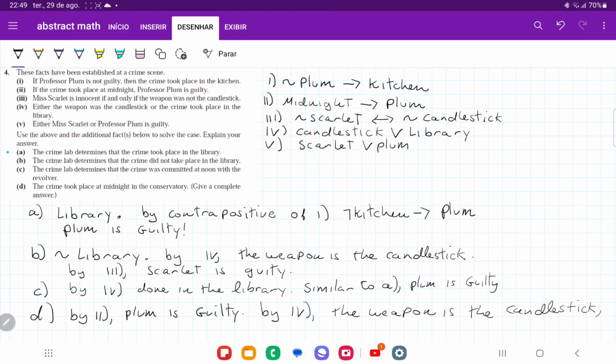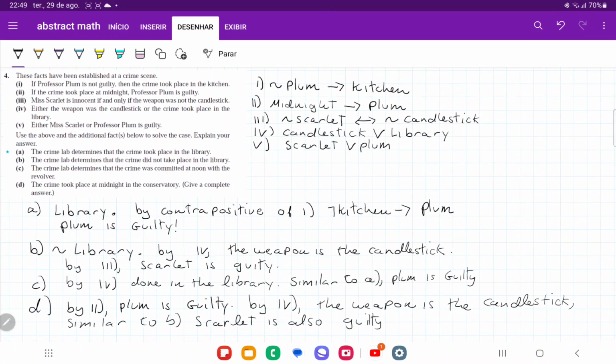And we have here that similar to item B, where we have that if the weapon is a candlestick, then Scarlet is guilty, we can say here that Scarlet is also guilty. Okay, and so that is it for item 4.